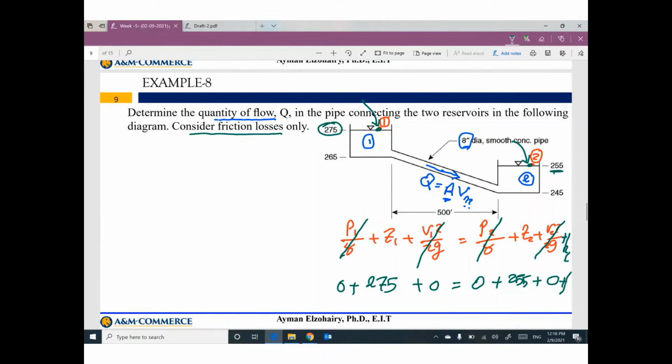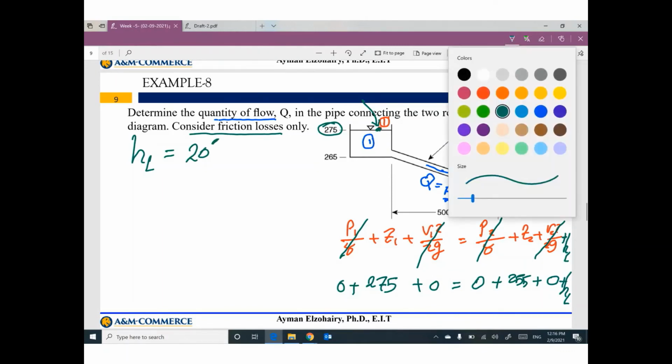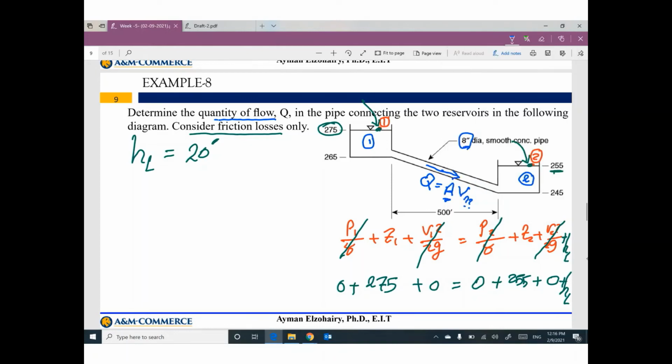Plus H loss. Anybody can tell me what is the value of H loss? I think H loss will be 275 minus 255. It will be 20 feet. That makes sense? Okay.